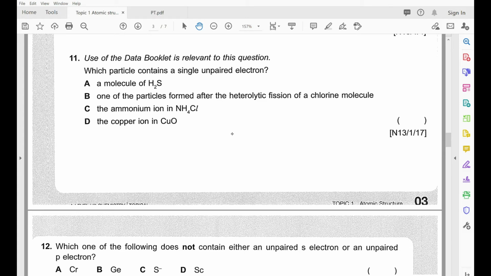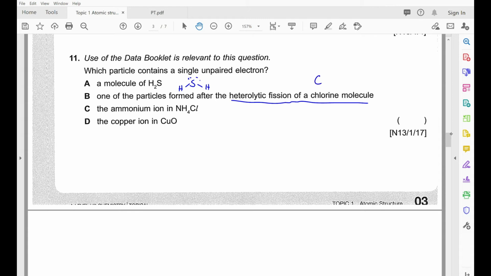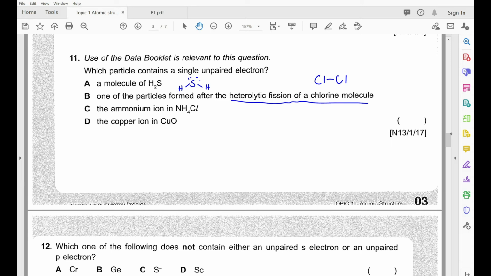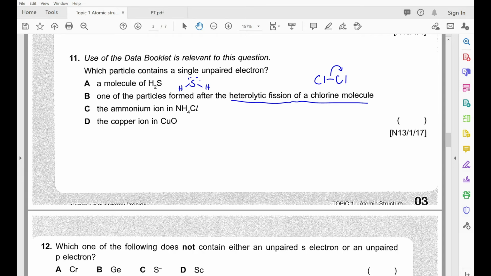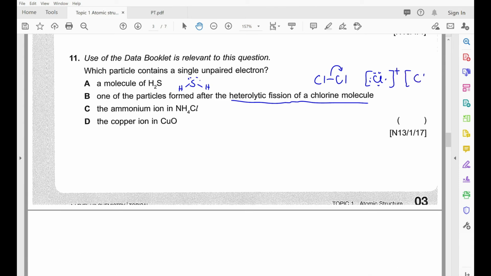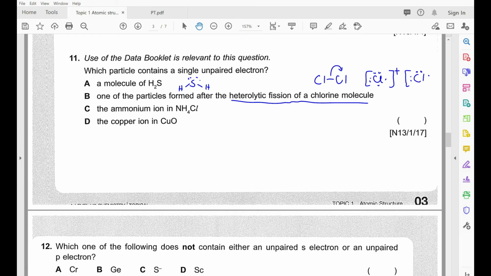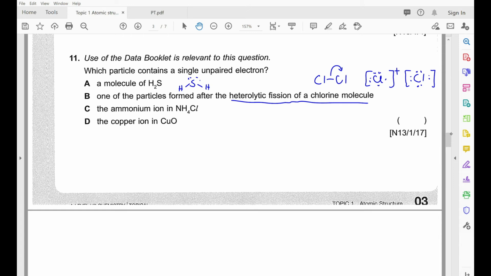Let's draw the structure. One of the particles formed after the heterolytic fission of a chlorine molecule. So the chlorine molecule looks like this. Heterolytic fission means one of the chlorine gains the whole electron pair here, but the other chlorine doesn't gain anything. So you would end up with Cl with only 6 electrons with a positive charge, and the other Cl has 8 electrons and a negative charge.